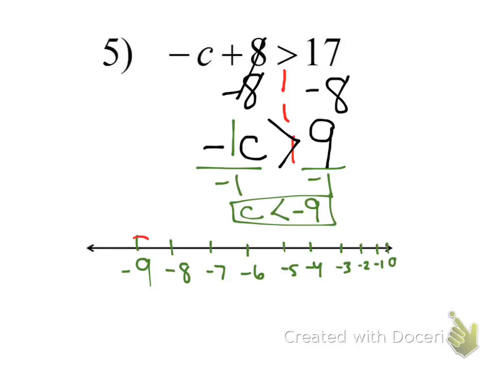Alright, circle that negative 9. Fill it in or leave it open? Leave it open. It's not an or equal to. And then where are the values less than negative 9? Less than is always to the left. Did you get that, boys? Less than is always to the left. Did you guys know that? Okay, great. Questions?